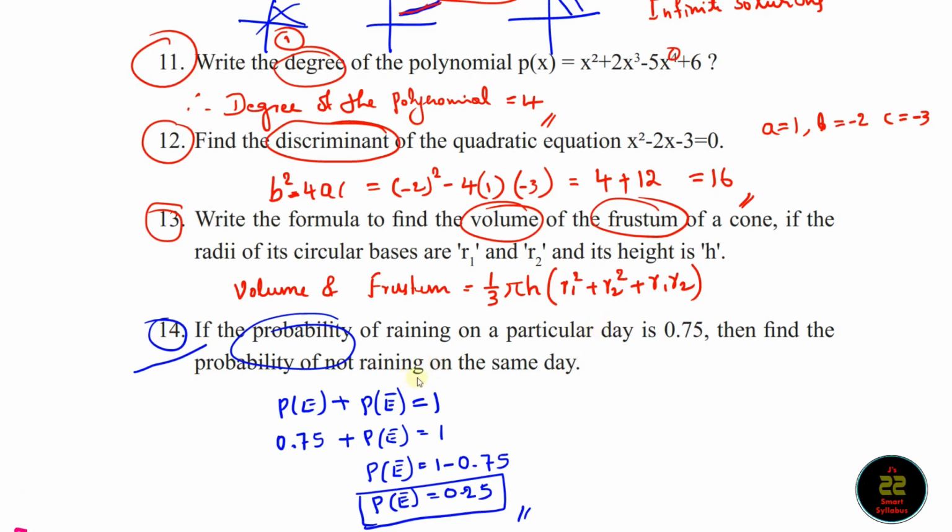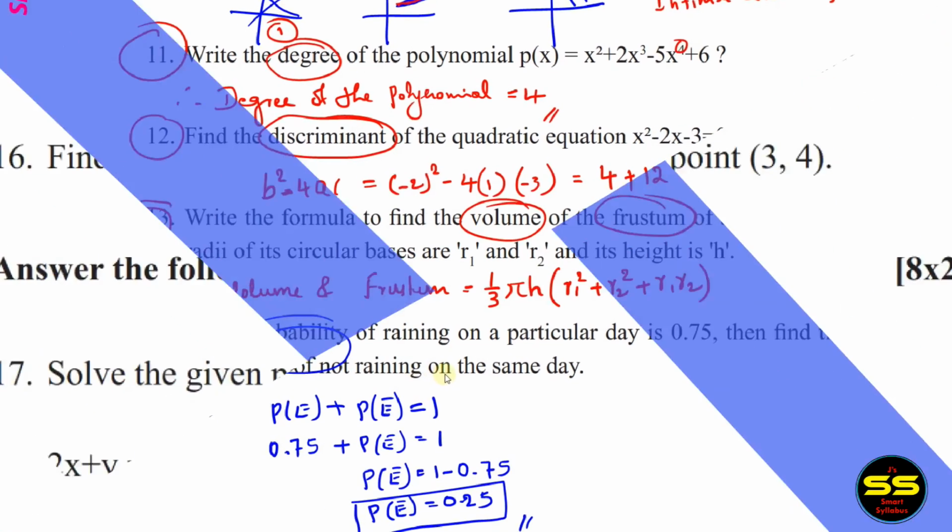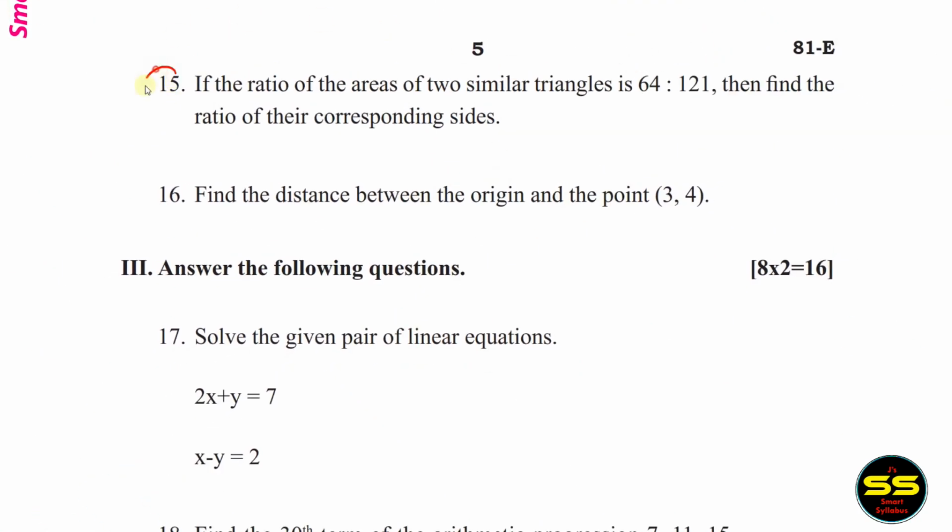Okay, now question number 15. If the ratio of the areas of 2 similar triangles is 54:121, this is the ratio of areas of 2 similar triangles, then find the ratio of their corresponding sides. So you need to know a particular theorem which depends on the areas of 2 similar triangles. If you know that theorem, then this sum is going to be a very easy sum.